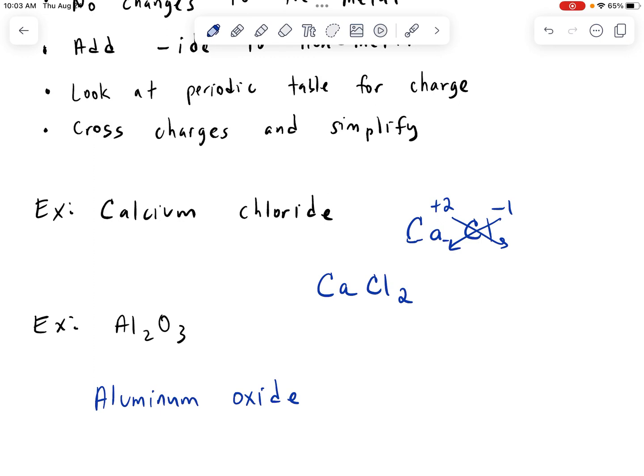All right? I hope this has helped you in solving your own ionic compound writing and naming.